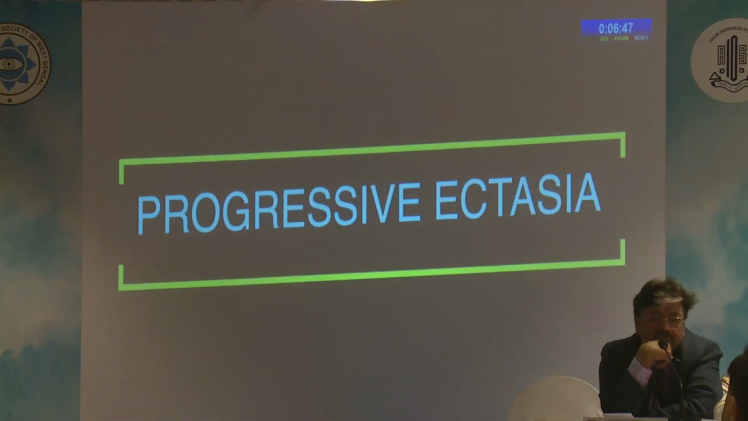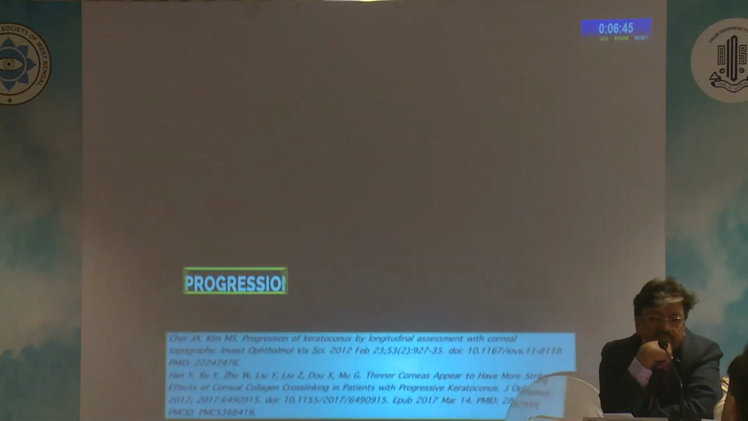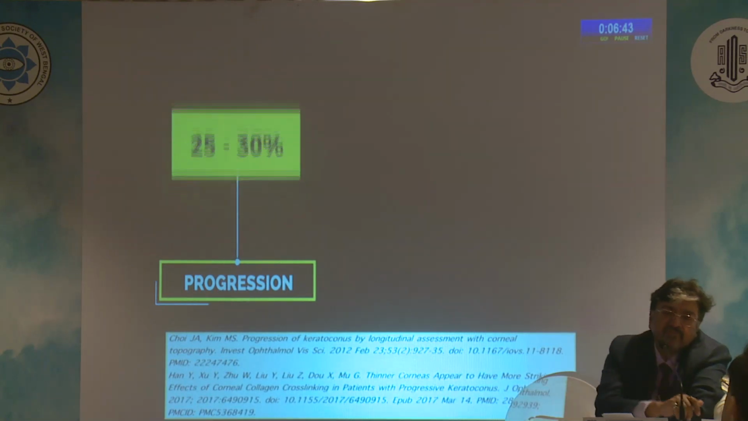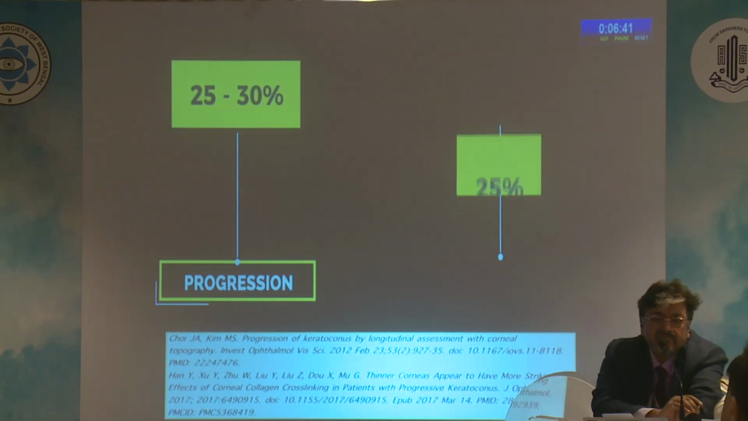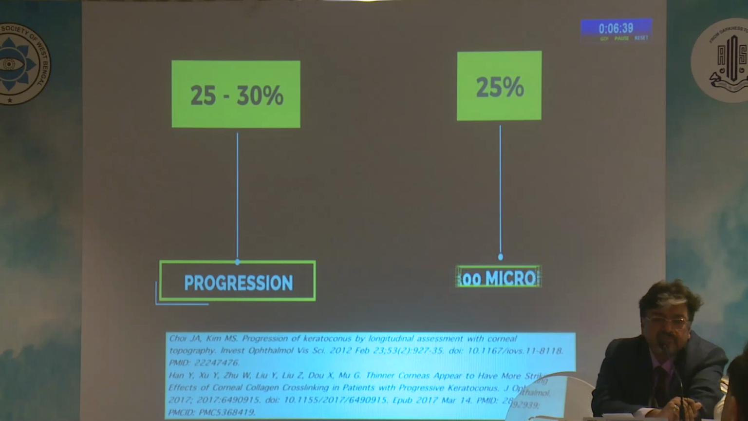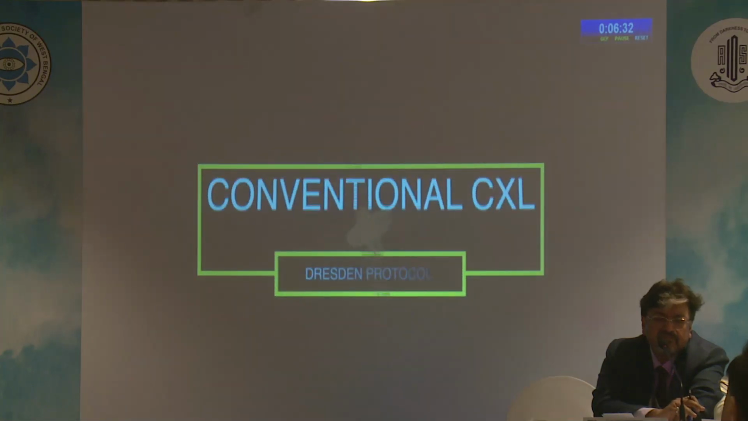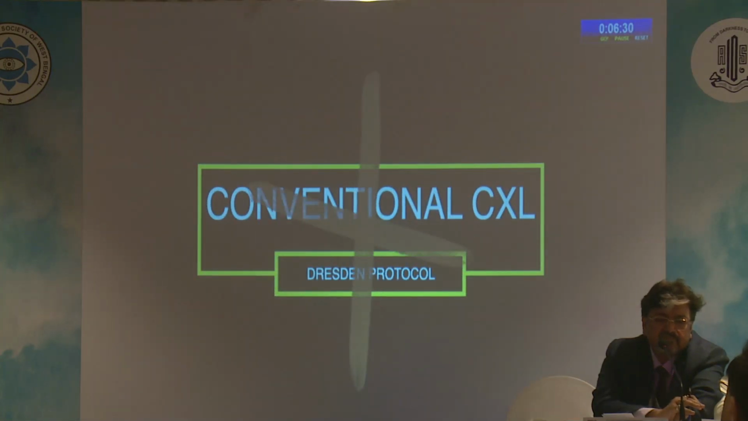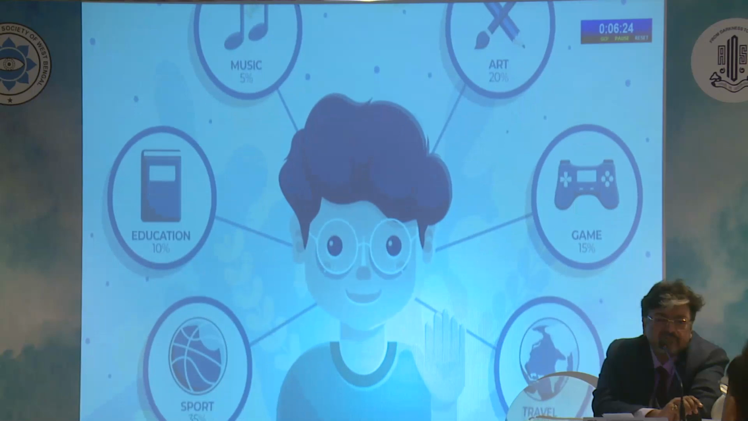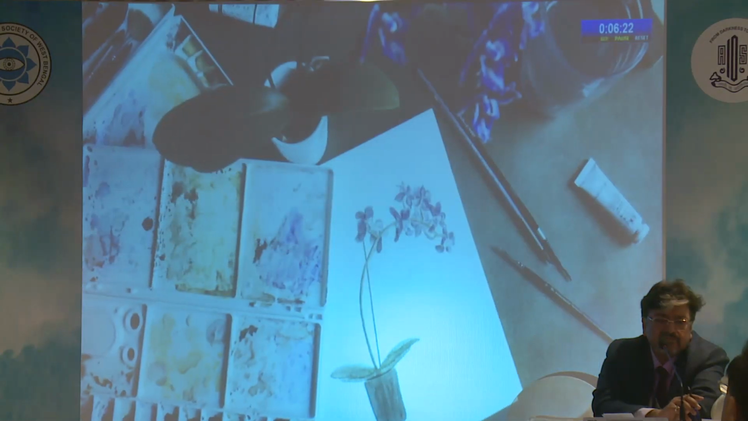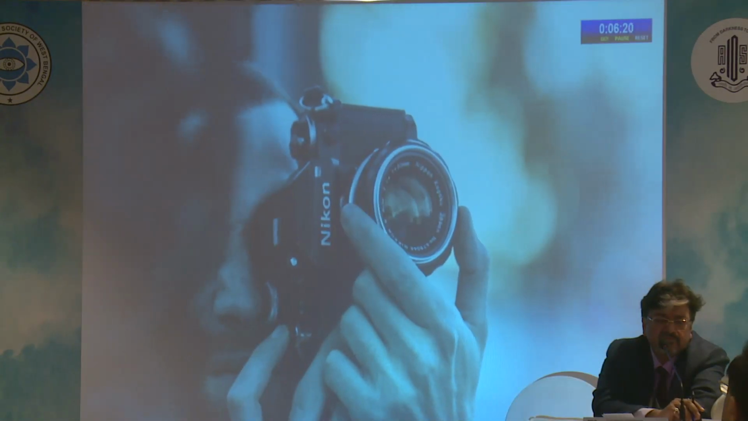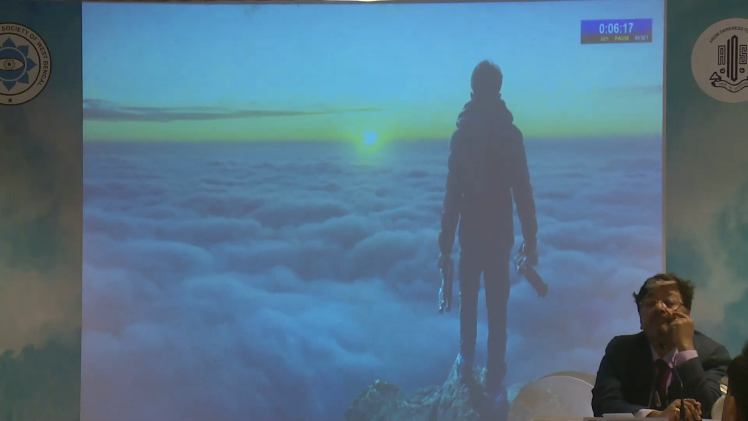Keratoconus is inherently a progressive ectatic disease with progression seen in 25 to 30% cases, and nearly 25% of patients present with a pachymetry less than 400 microns. Hence, for nearly a quarter of patients with keratoconus, conventional CXL cannot be used as an option. Most of these patients are young, with active hobbies, professional activities, and an entire lifetime to look forward to.